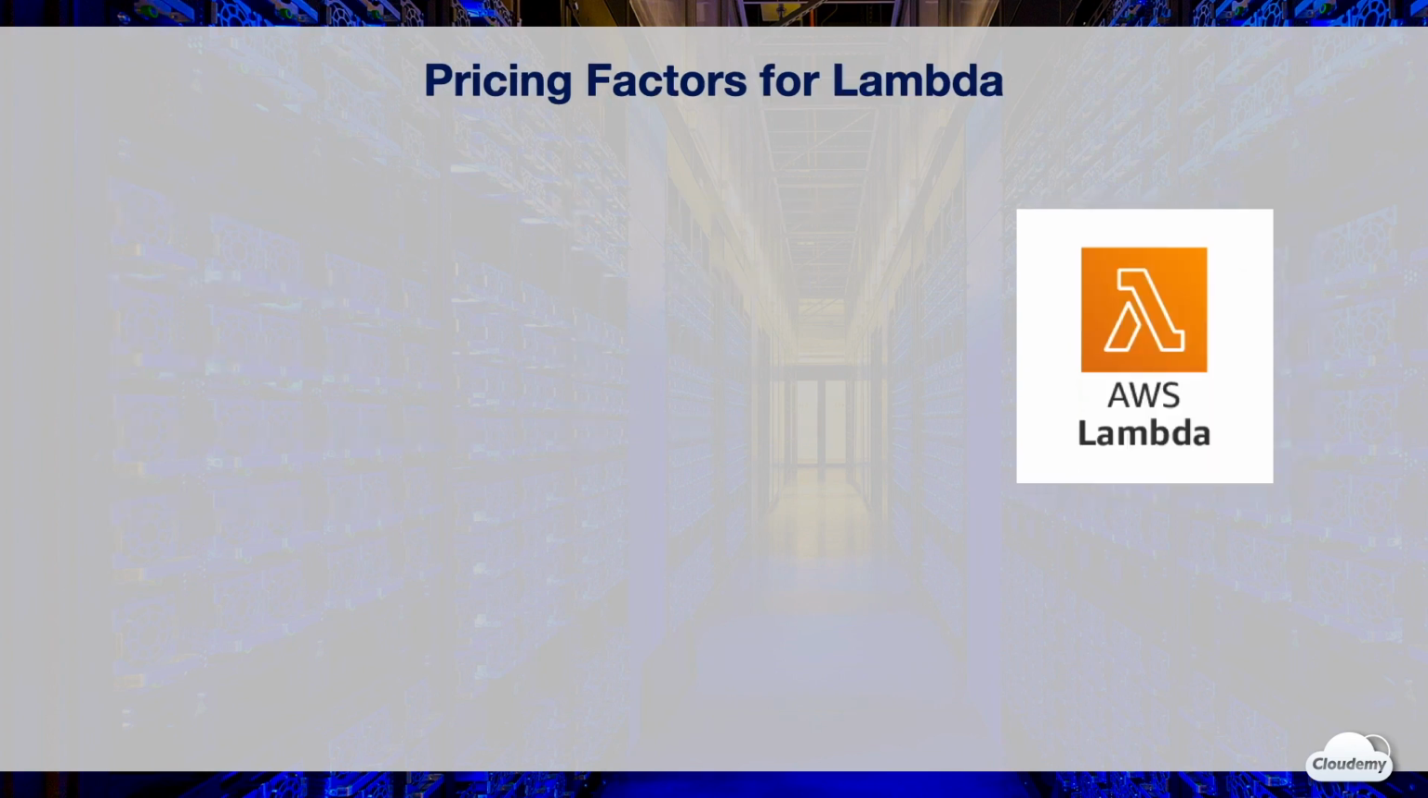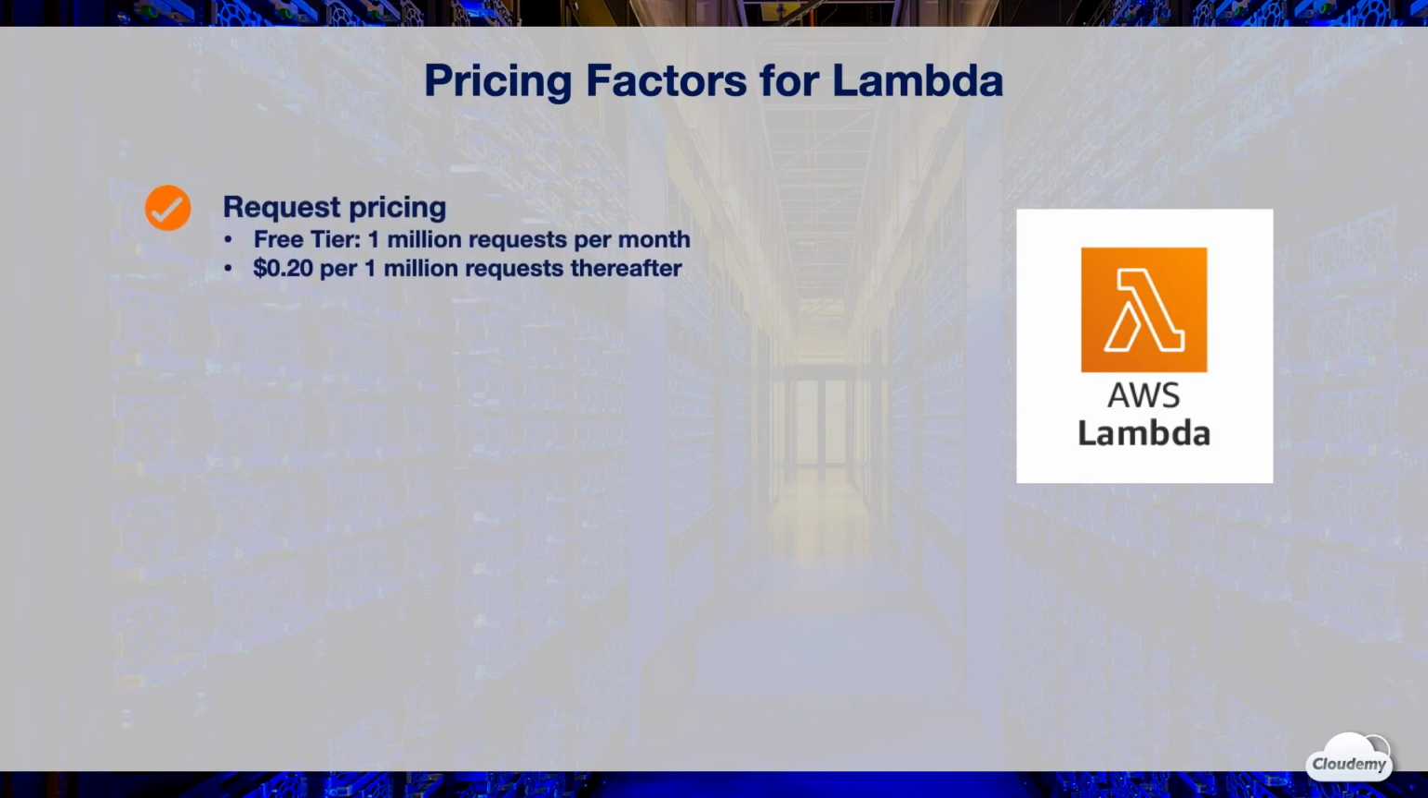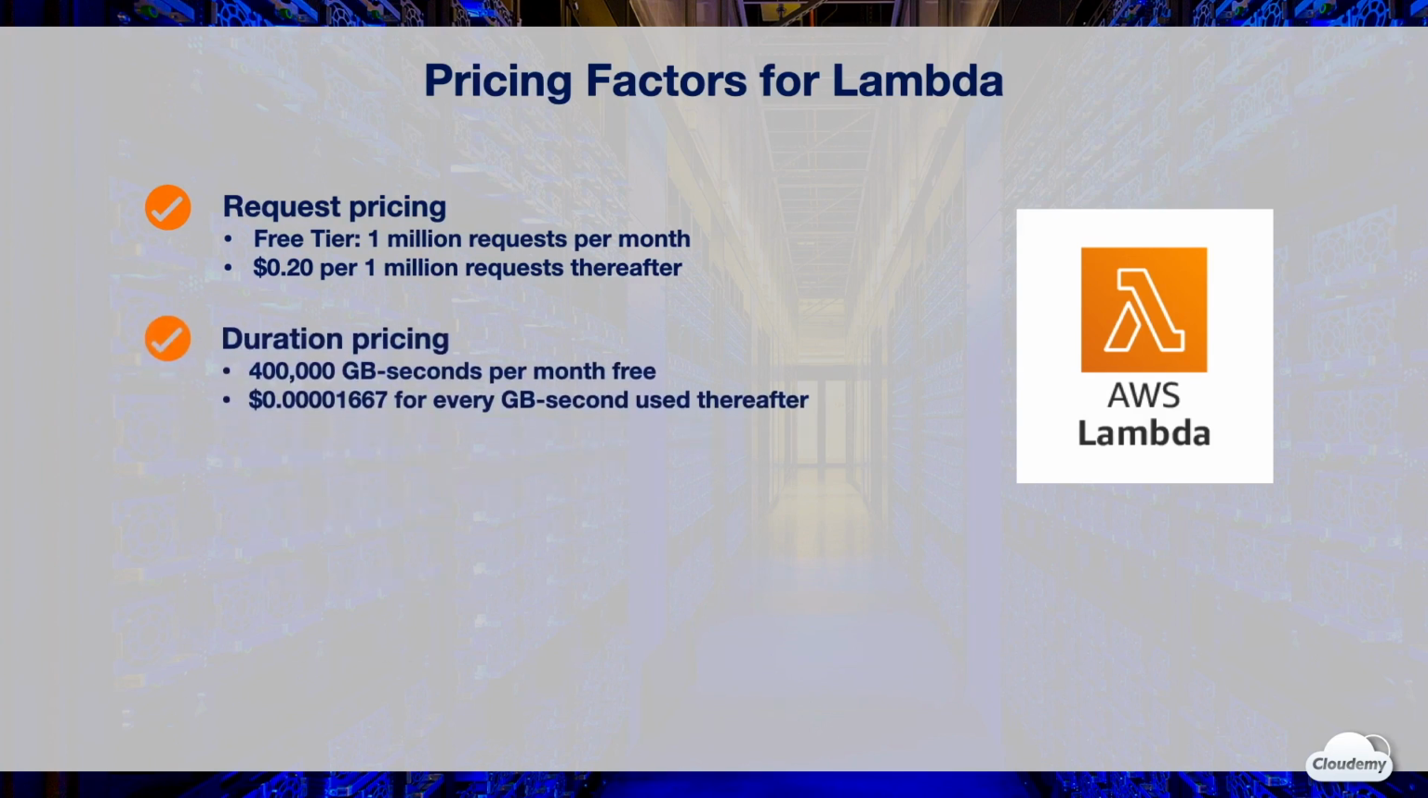AWS Lambda lets you run code without provisioning or managing servers. You pay only for the compute time you consume. There is no charge when your code is not running. With Lambda, you are charged based on the number of requests for your functions, and the time it takes for your code to execute. Lambda registers a request each time it starts executing in response to an event, including test invocations from the console. You are charged for the total number of requests across all your functions.